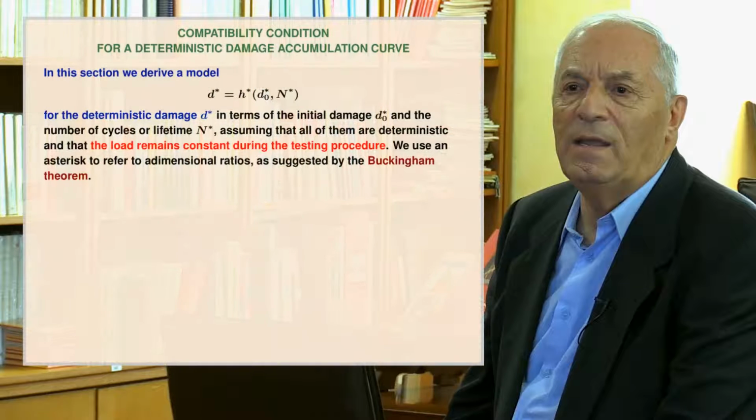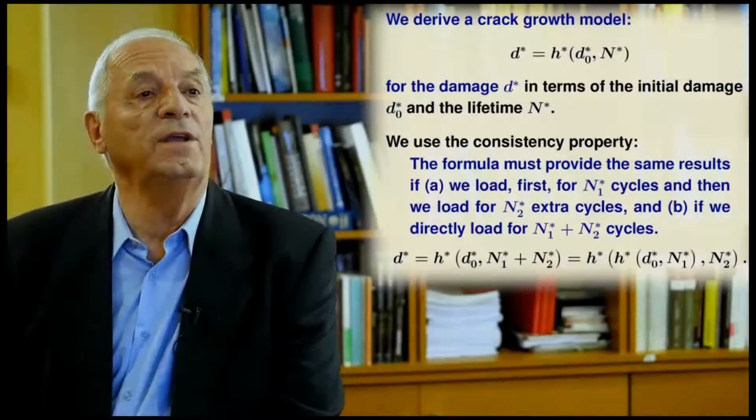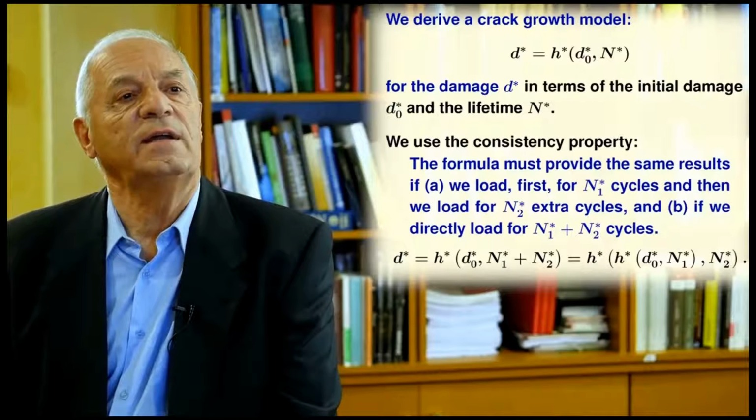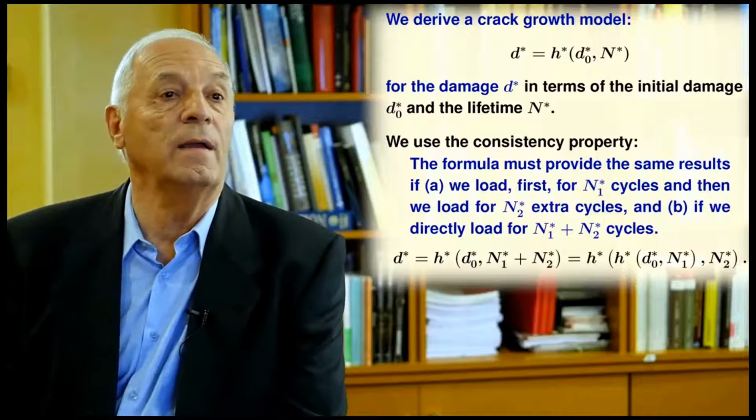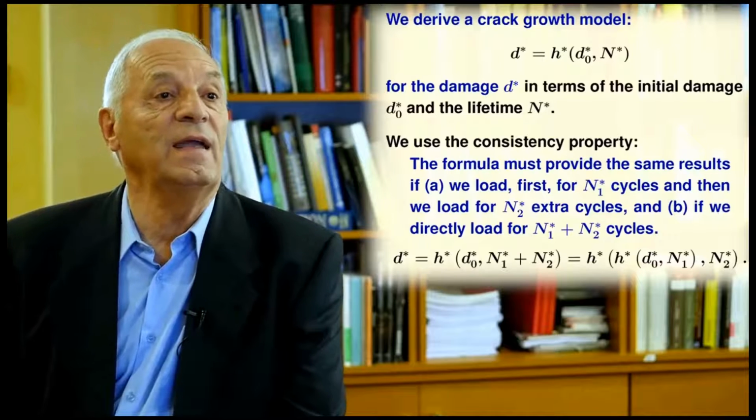In this lesson, we derive a model for the deterministic damage d as a function of the initial damage d0 and the number of cycles or lifetime n, assuming that all of them are deterministic and that the load remains constant during the testing process. We use an asterisk to refer to a dimensional or dimensionless radius, as suggested by the Buckingham theorem. What I look for is a function h that, given an initial crack size and a number of cycles, will give me the final crack size.